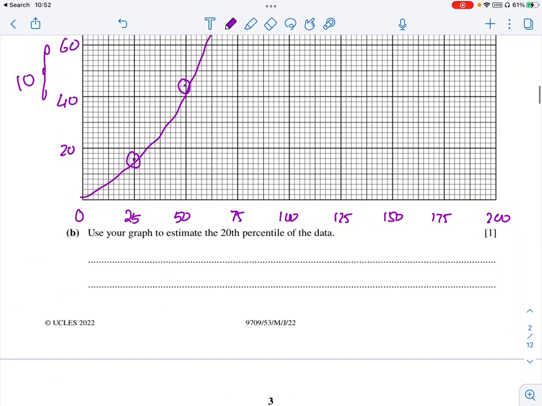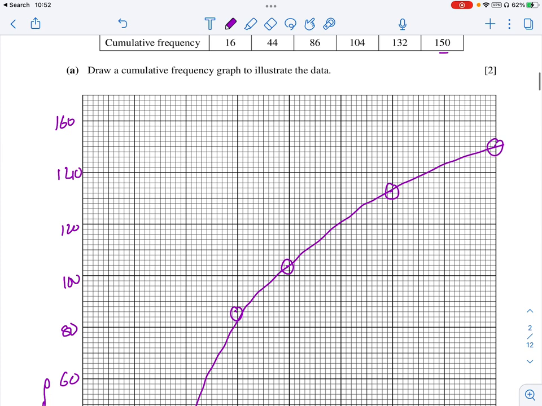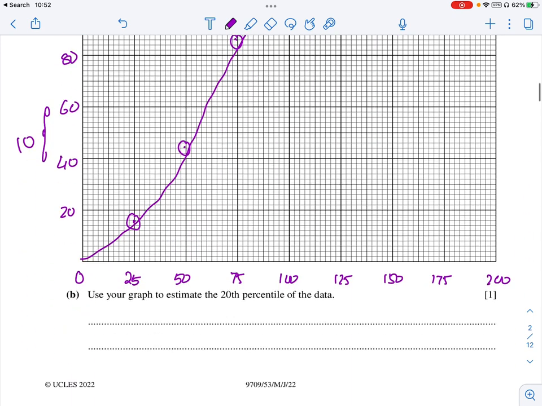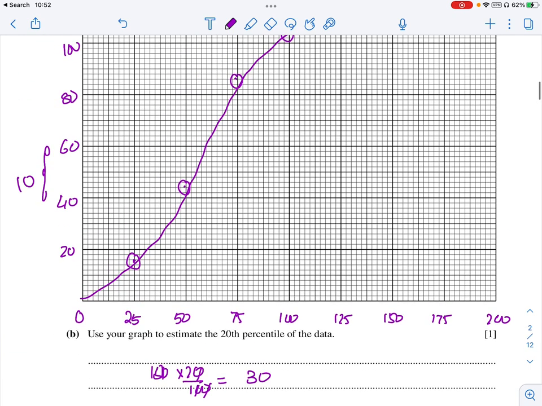Next, use the graph to estimate the 20th percentile of the data. So he's asking us to find the 20th percentile of the data. So what should I be doing? I have to use this cumulative frequency graph and draw from total frequency. How much is the total frequency? It is 150. 20 upon 100 times 150, so the zeros get cancelled, 30. So from 30, draw the line and drop it down.